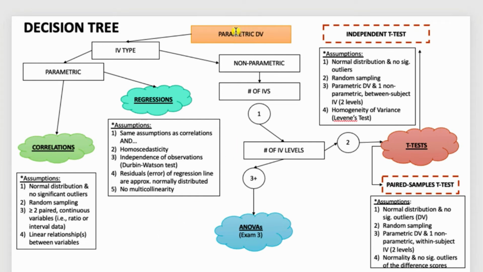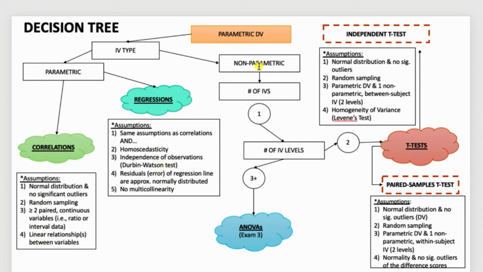So all of our tests that we've run in this section, as well as all the tests we'll run in our next section for exam 3, have parametric dependent variables. And then the distinctions between correlations and regressions and t-tests were where we had a parametric versus a non-parametric independent variable. Okay, from there, I've listed out assumptions that you would have to have for both correlations and regressions.